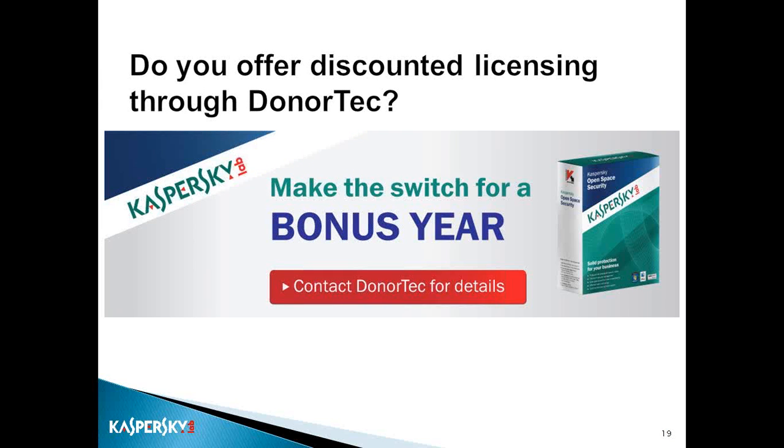Do you offer discount licensing through Donetech? So Kaspersky does offer promotions and very competitive pricing campaigns to the market. One of the offers that certainly a lot of customers are taking advantage of at the moment is if you buy 2 years, you get a bonus year for free. So we can certainly offer that through Donetech as one of our strategic partners. Certainly ask Donetech for more details, but basically at the very competitive pricing Kaspersky already offers to the market, if you were to buy 2 years today, you would get a bonus year for free. So 3 years for the price of 2.